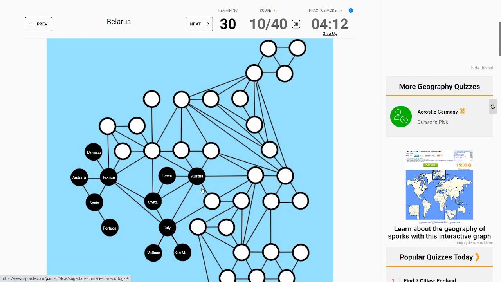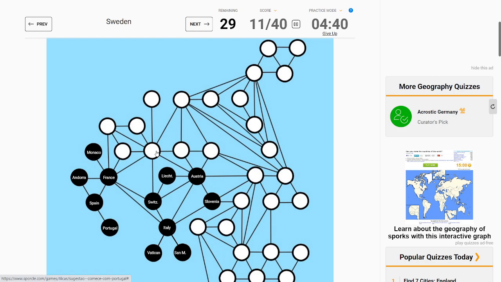The only country that borders Austria and Italy is the last country that borders Italy, which will be Slovenia. Slovenia goes here. Yeah, just double checking that. Okay, let's go back this way.